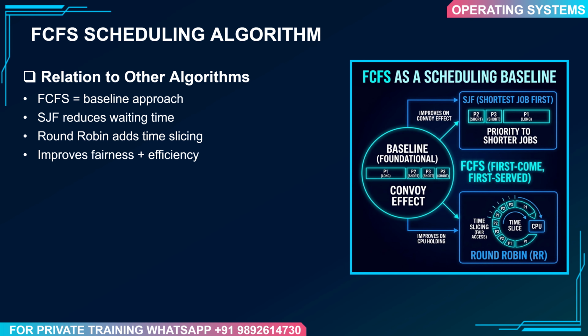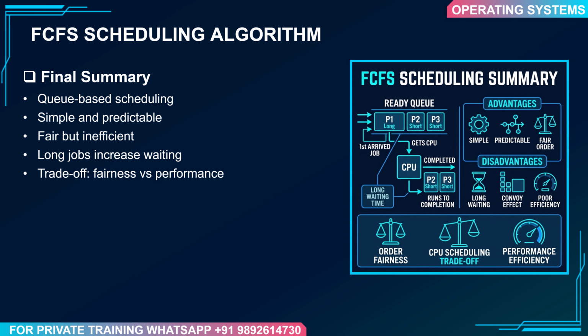To summarize the idea in a simple way, first come, first serve works like a queue. The first process that arrives gets the CPU first and runs until completion. It is simple, predictable, and fair in terms of order, but it can lead to long waiting times, especially when long processes come first. And that's the key takeaway. Sometimes being fair in order does not mean being efficient in performance. That balance between fairness and efficiency is what makes CPU scheduling such an interesting topic.